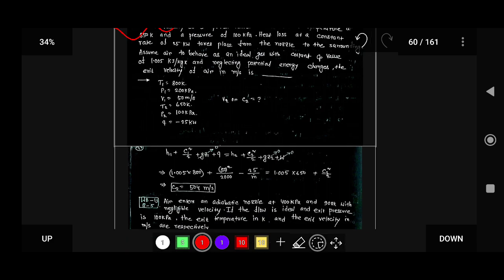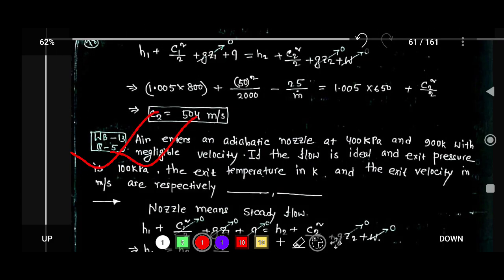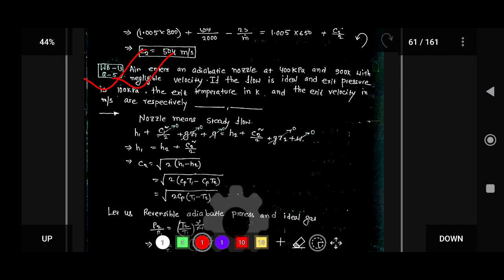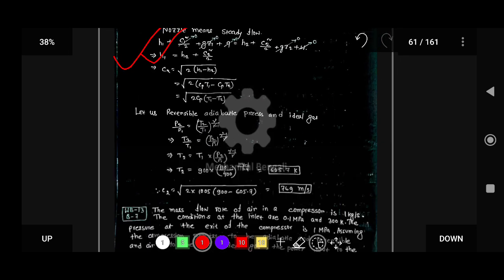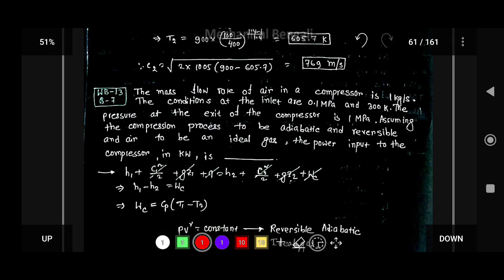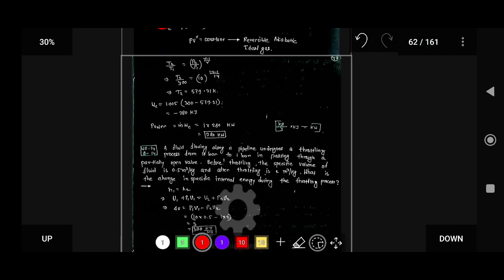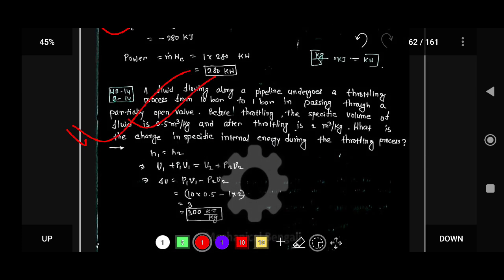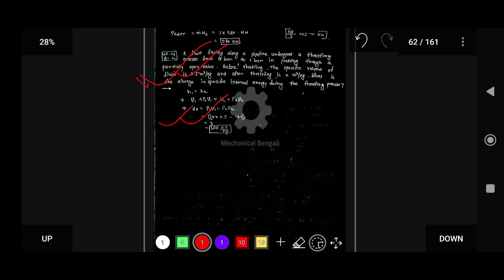And there is another question. This is a very important question. This is a previous year GATE question, and the answer is also there. This is my handwritten notes, and here is a question and the answer is also there. You can get one 2-mark question from steady flow energy in the GATE paper. Okay, so here there is another question and the answer is also given.